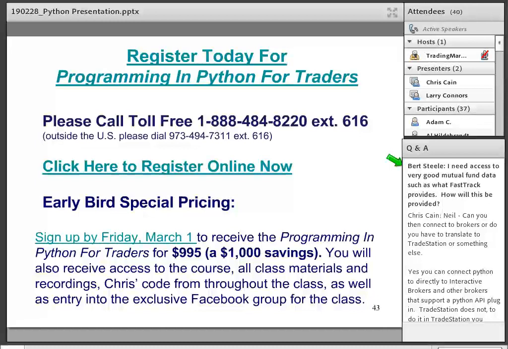Interactive Brokers can be automated. Whether it can be done through TradeStation, it may require some sort of merge between your own code and TradeStation's code. You'd have to ask TradeStation that. But I do know for sure that at Interactive Brokers, you can take Python and automate that. So Neil, let me know if that answers your question.